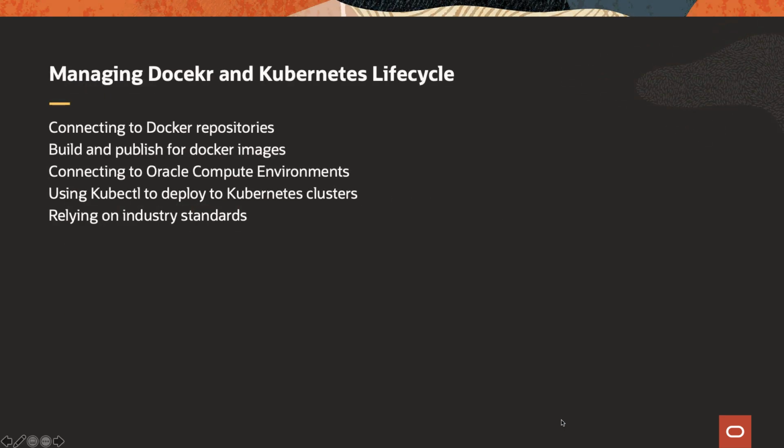In this demonstration, we're going to show you how to manage the full lifecycle from managing the code in a Git repository, to connecting to various Docker repositories, both the Oracle one and industry standard ones, using the Docker commands to build and publish your Docker images to those repositories, connecting to the Oracle compute environment and specifically to the Oracle Kubernetes Engines, and executing deployment to those Kubernetes clusters using the kubectl command, all while relying on industry standards in this area.